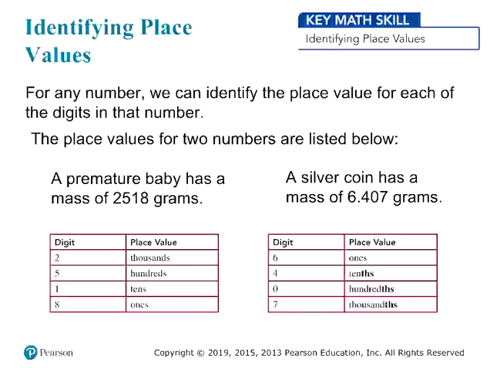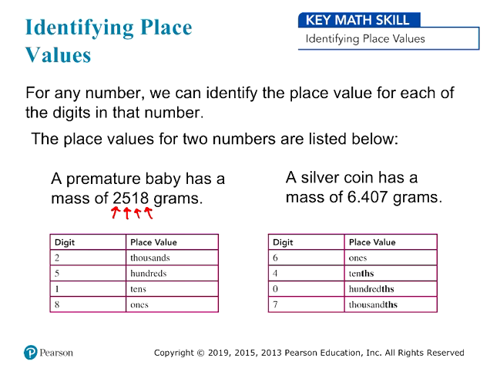So a couple of examples are below. In the first example, a premature baby has a mass of 2,518 grams. Now, each of those digits can be assigned a place value. So the 2 is in the thousands place. The 5 is in the hundreds place, the 1 is in the tens place, and the 8 is in the ones place. So we have the thousands place, the hundreds place, the tens place, and the ones place.